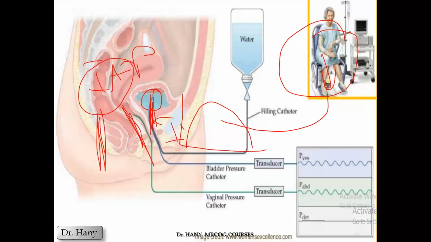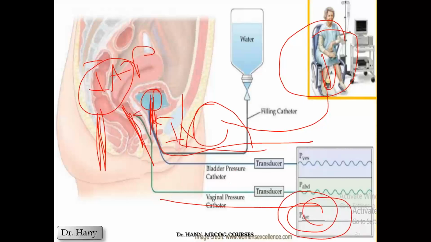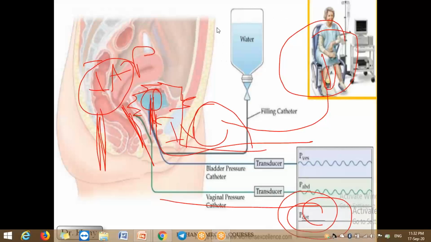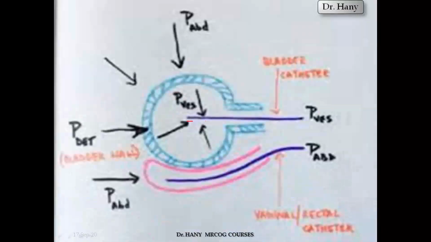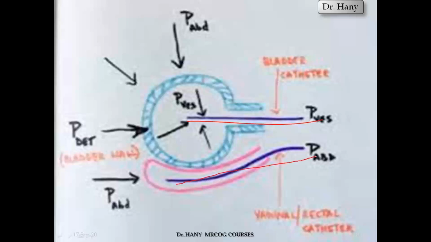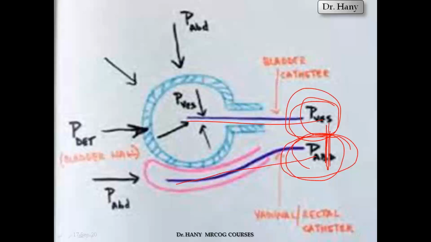I will have 2 charts. Subtraction of one chart from the other will give me the detrusor pressure. Simply, this is the cystometry or the urodynamics. How to interpret this chart? It's a very easy mark. One catheter in the bladder, one catheter in the rectum or the vagina. This one gives me the abdominal pressure and this one gives me the vesical pressure. I subtract both of them to get the detrusor pressure. Simply, if you find the detrusor pressure is moving, it will be detrusor overactivity. I will give you the clues.